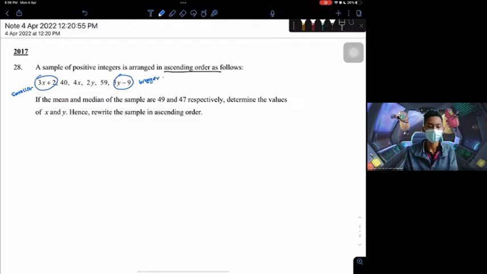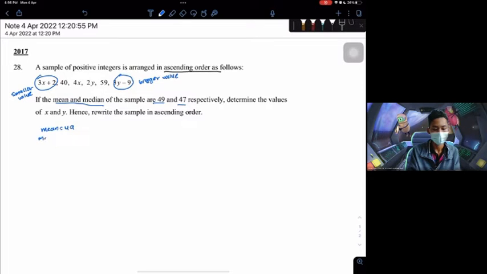Alright, and then if the mean and median of the sample are 49 and 47 respectively, this means that our mean is 49 and our median is 47.